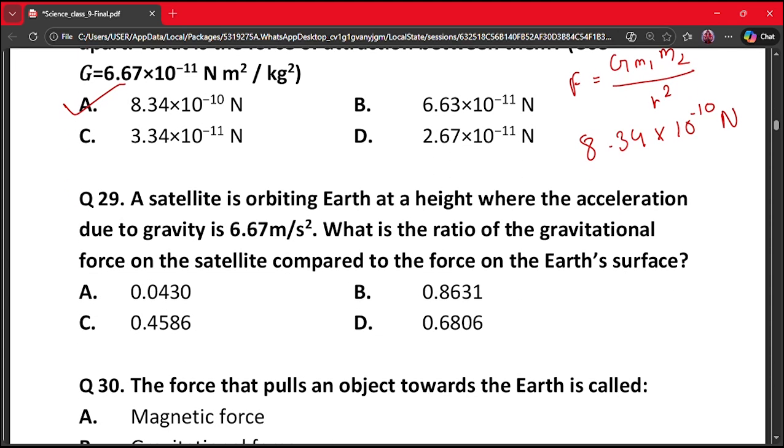Let's move on to the next question, that is question number 29. A satellite is orbiting Earth at a height where the acceleration due to gravity is 6.67 meter per second square. What is the ratio of the gravitational force on the satellite compared to the force on the Earth's surface? A. 0.0430, B. 0.8631, C. 0.4586, and D. 0.6806. Here, comparing gravitational ratios give approximately something close to 0.68. So our correct answer is option D.